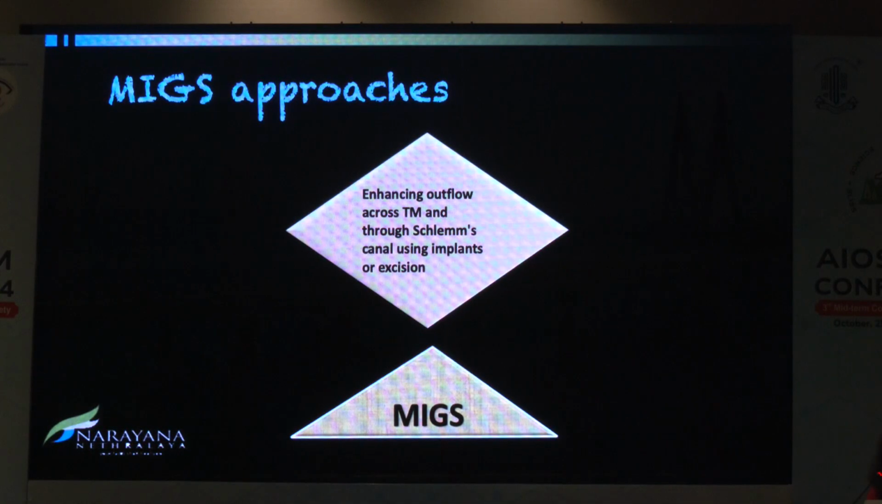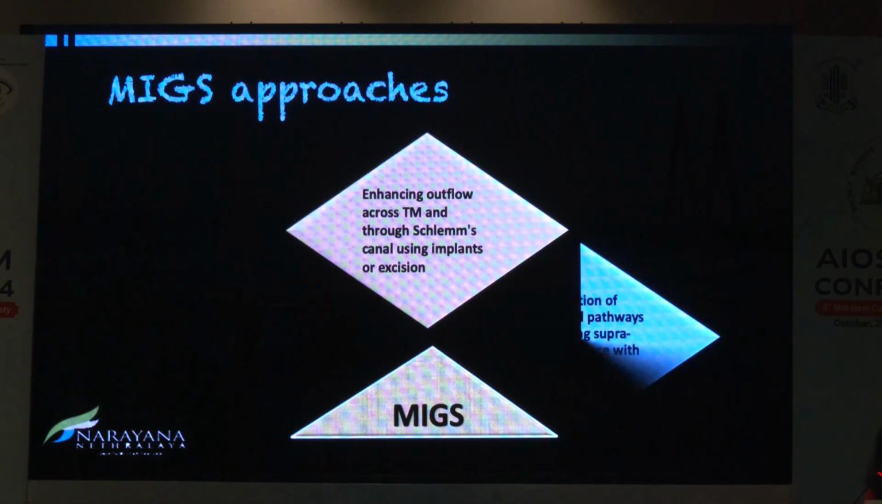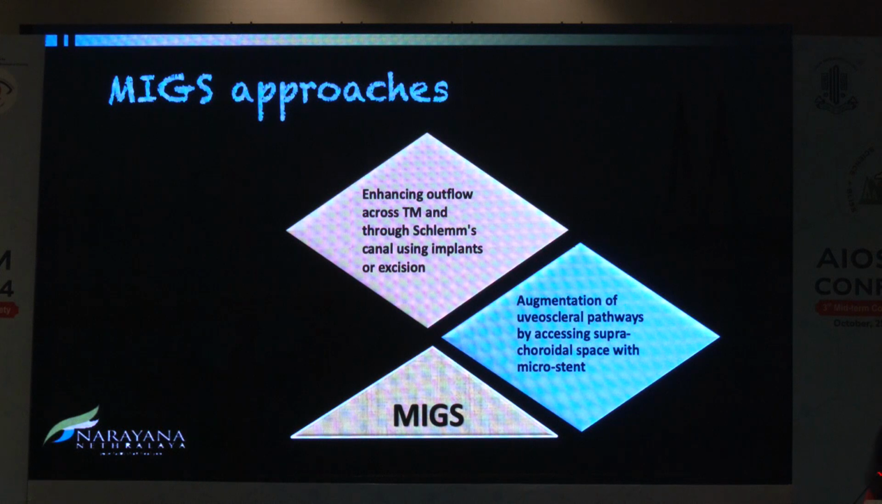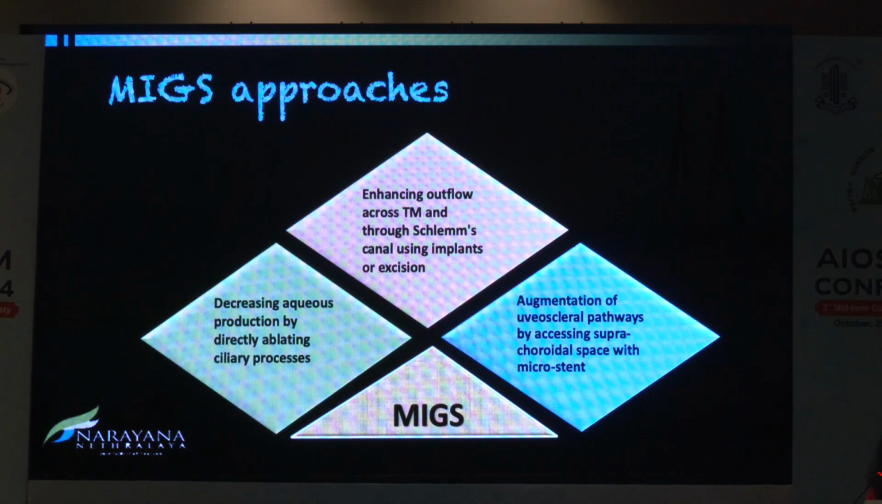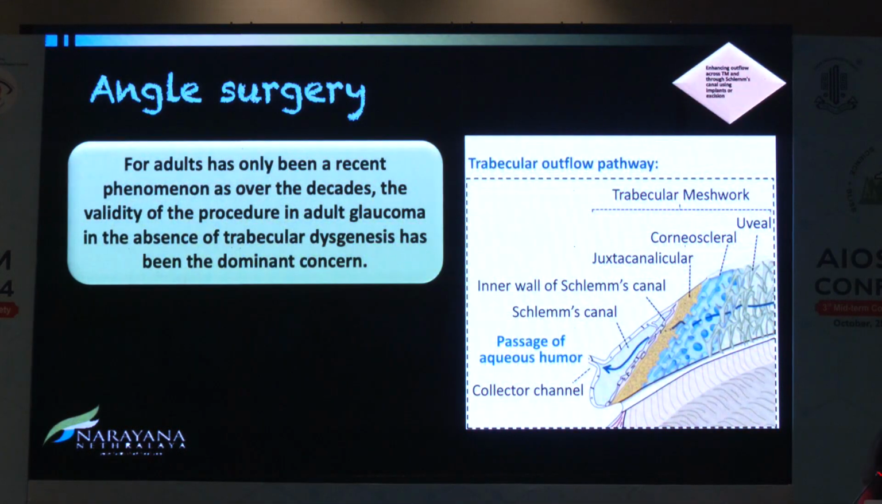So now when we have to look at which patients would require what, one thing we need to understand is that there are different types of MIGS. One is the approach to enhance the outflow through the trabecular meshwork and Schlemm's canal, which we will be discussing today. The other approach is to augment the uveoscleral pathway by different techniques. And the third one is to suppress aqueous production by directly ablating the ciliary processes. Here we will limit ourselves to the angle approach or the trabecular meshwork approach.